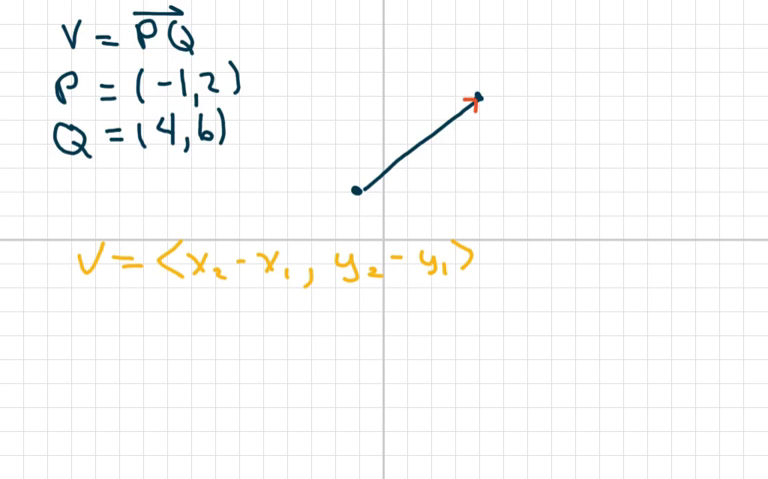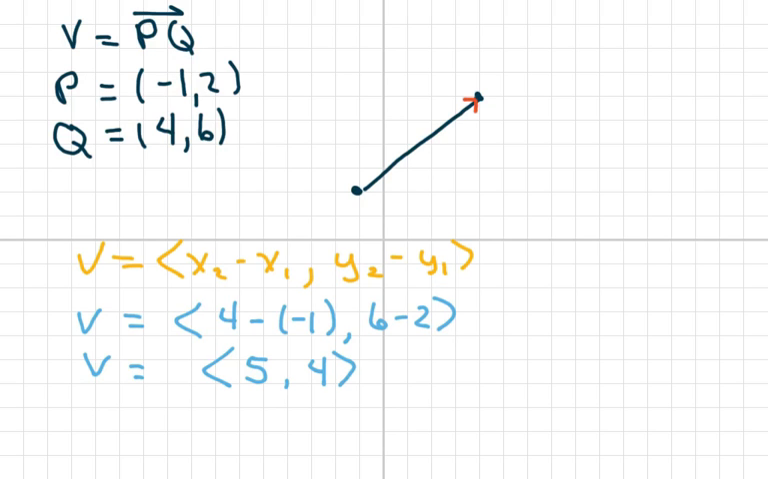So when we do that, we're going to get the vector equals 4 minus a negative 1, comma, and then we have 6 minus 2. And what we're going to get is our vector is 5, 4. Okay, and the other way we're going to represent this, again, like I said, we'll talk about it in the next video, is 5i plus 4j.